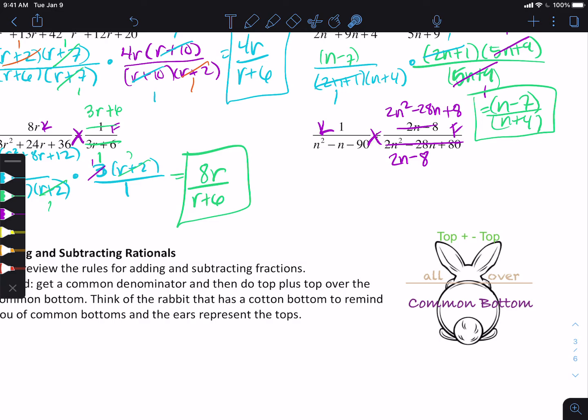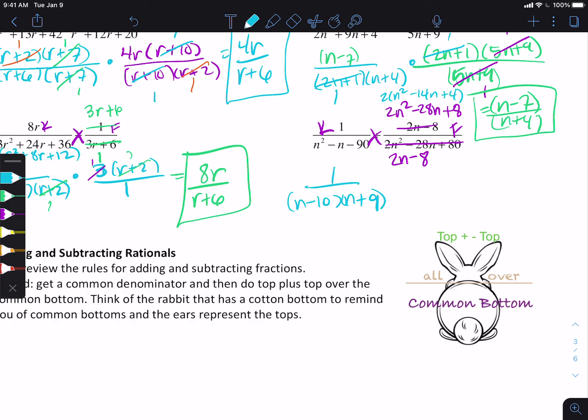So multiply by factoring, top and bottom. So we've got 4 things to factor. Top left is already factored, so I leave it as 1. The bottom left, we need to multiply to 90 and add to negative 1. So negative 10 and 9, sorry. Negative 10 and 9 gets us to 90, and adds to negative 1. On the top right, there's a 2 that I can take out. So if I take out the 2, I've got n squared minus 14n plus 4.